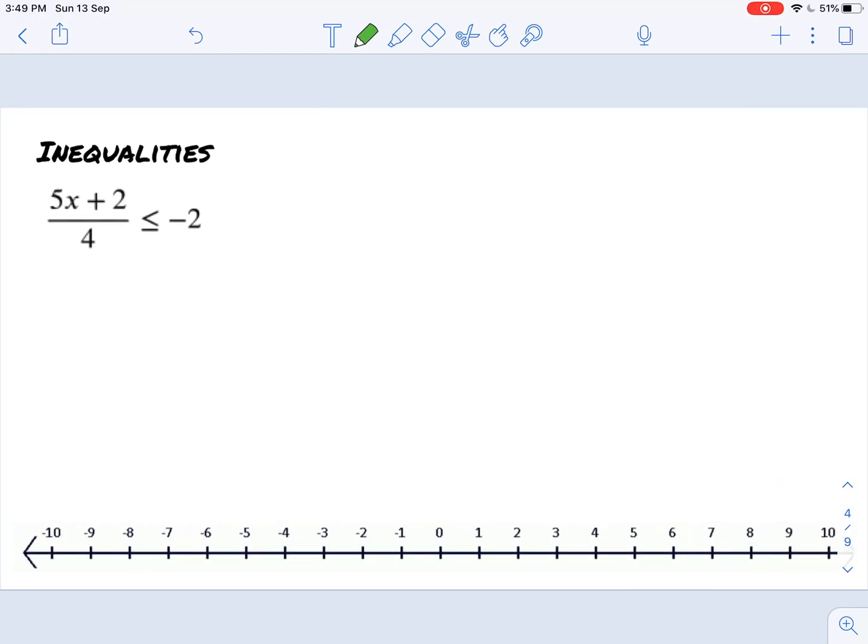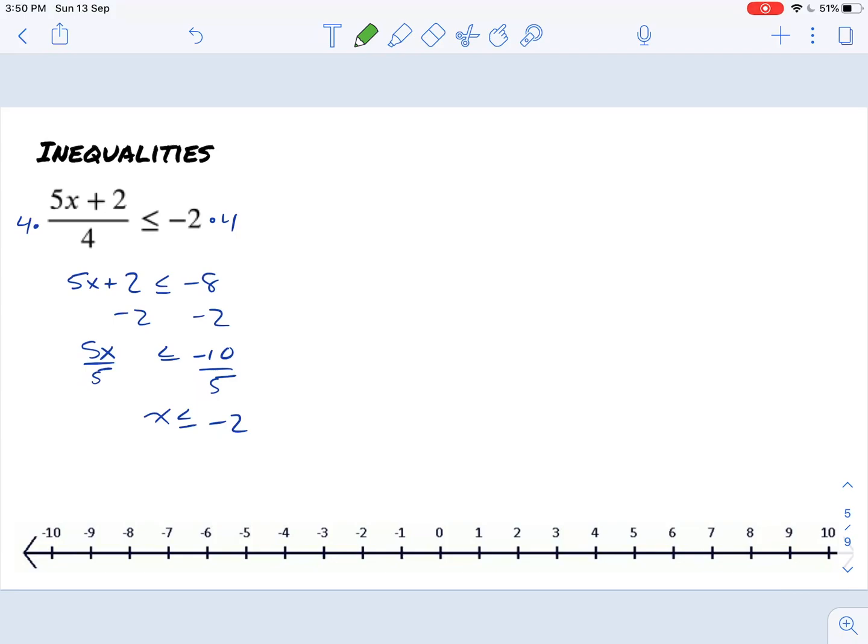So what I'd like you to do is take a moment, try this yourself with the inequality 5x plus 2 divided by 4 is less than or equal to -2. All right, so hopefully you're able to solve that. The correct answer is x is less than or equal to -2. And you can see the steps there on the paper.